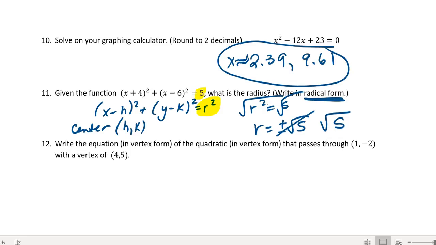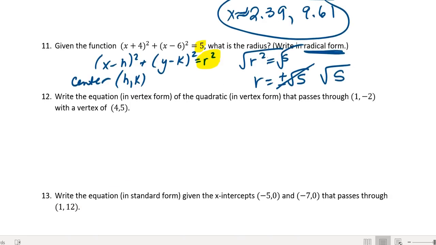Number 12 asks you to find the equation in vertex form of the quadratic, oh, and I wrote it twice, in vertex form that passes through a point with a vertex of 4, 5. So the vertex form is the big hint. We know vertex form is a times x minus h squared plus k is equal to y. And we know, be careful, our vertex is the h and the k, and the point will just be the x and the y. So maybe label them before you start so you don't get them screwed up.